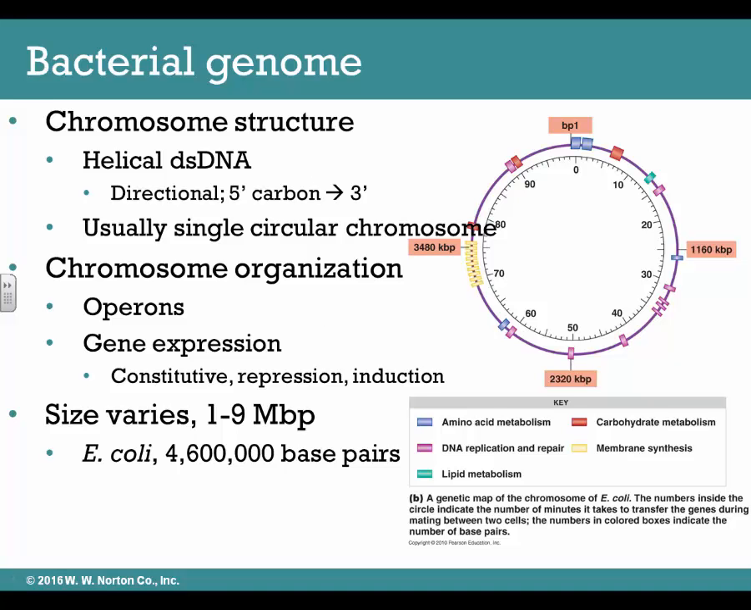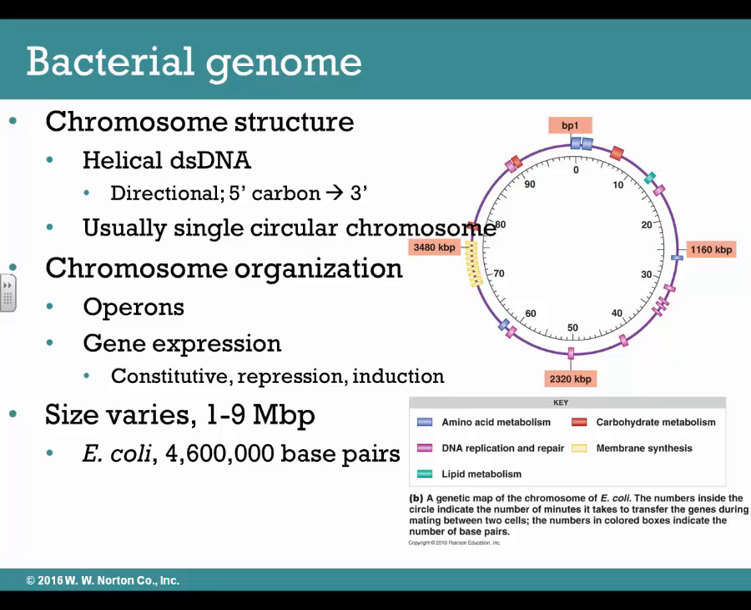So, as I mentioned, the organization is a single circular chromosome. Within that chromosome, there are clusters of genes. You can see by the same color, that's a cluster of genes that we call operons that are associated with the same function. So here in yellow, membrane synthesis. There are a variety of genes scattered throughout the genome for DNA replication and repair. But then there's a cluster for lipid metabolism and a cluster in the red box for carbohydrate metabolism.